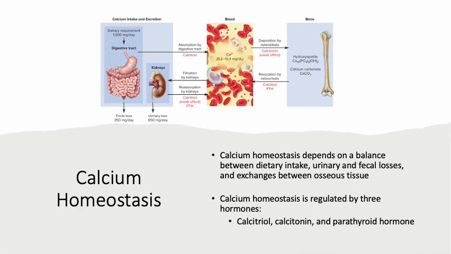So the homeostasis of calcium depends on multiple things. It's not just what you're eating. It relies on your dietary intake, your urinary and fecal losses, and exchanges between osseous tissue and blood. So you have 3 hormones that do this. You have calcitriol, calcitonin, and parathyroid or PTH hormone. They all work together and against each other in different ways to balance everything out.